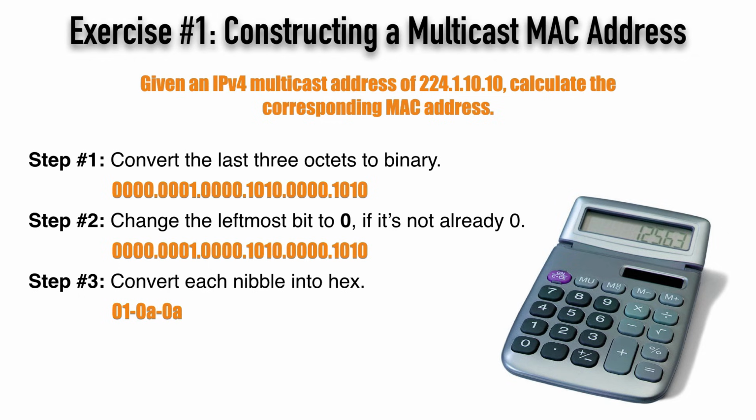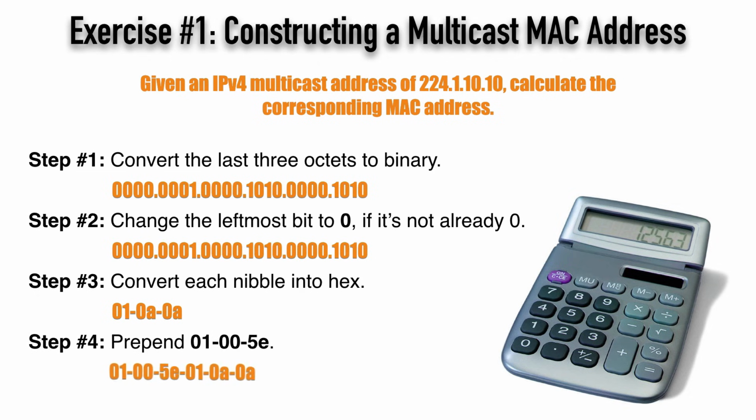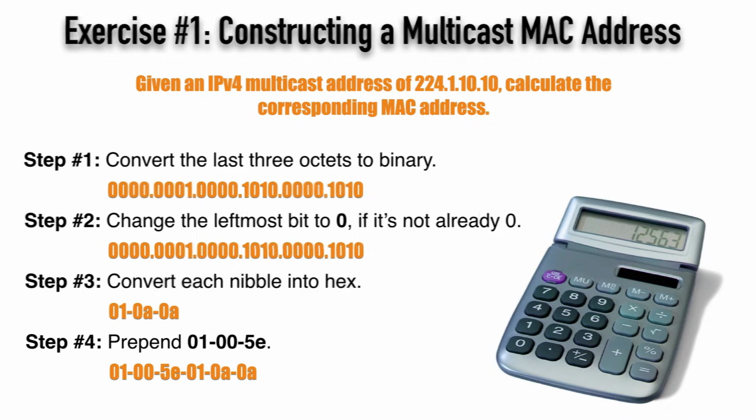Now that we've got this hex value, we're going to prepend that hex value with 01005E. That's going to give us our final multicast MAC address of 01005E010A0A. That's the multicast MAC address that corresponds to 224.1.10.10. Let's do one other example.